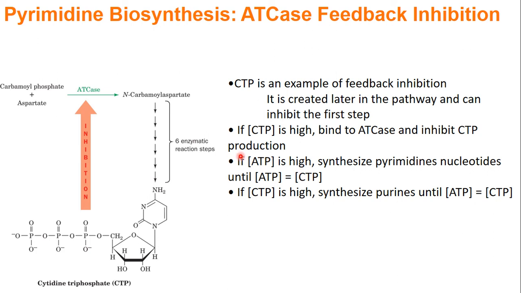On the other hand, if we have a lot of ATP, that means we have a lot of energy inside the cell. Let's start using that energy to make biomolecules. So if ATP is high, we will synthesize pyrimidine nucleotides. So we'll turn on ATCase to make our pyrimidines until the concentration of ATP is equal to the concentration of CTP.